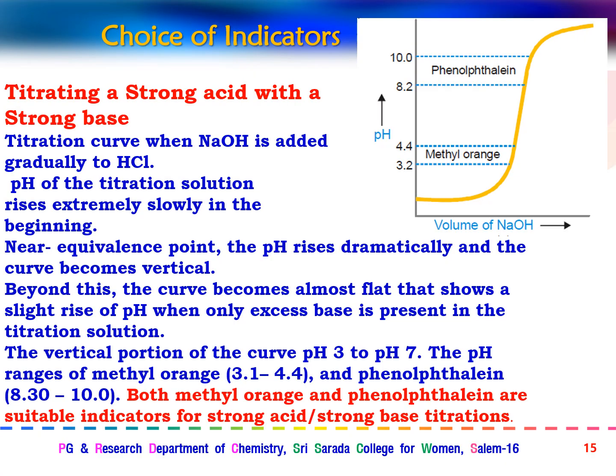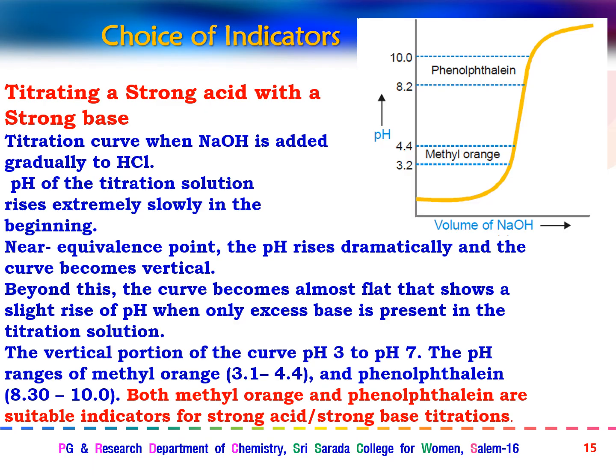Now let us see the titration of a strong acid with a strong base. Here we can see the titration curve when sodium hydroxide is added gradually to the strong acid, that is HCl. We can see from the curve that the pH of the titration rises extremely slowly in the beginning. In the vicinity of the equivalence point, the pH rises dramatically and the curve becomes almost vertical. Beyond this, the curve becomes almost flat.